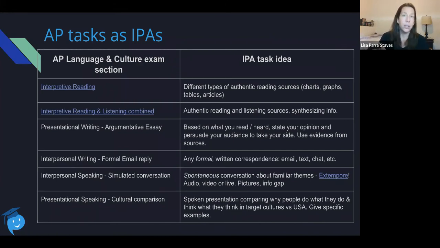Interpersonal speaking, our simulated conversation. I don't know about you, but although this is the shortest part of the AP exam, it causes my students the most grief, the most anxiety, the most stress. Because in my opinion, I think it's because it's not normal. They don't have a human there. They don't have the gestures and the visual cues. You can't read anyone's facial expressions or read anyone's lips and rely on all of these different types of communication during the conversation that we're used to.